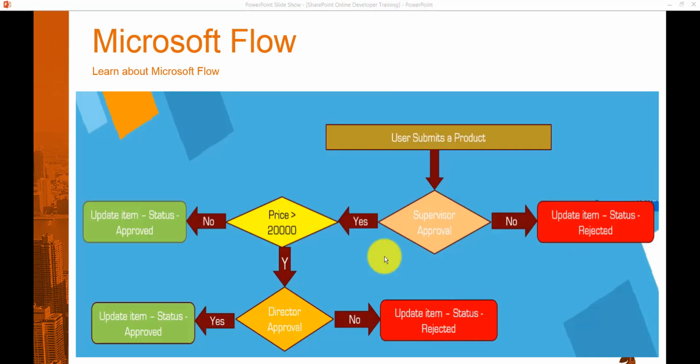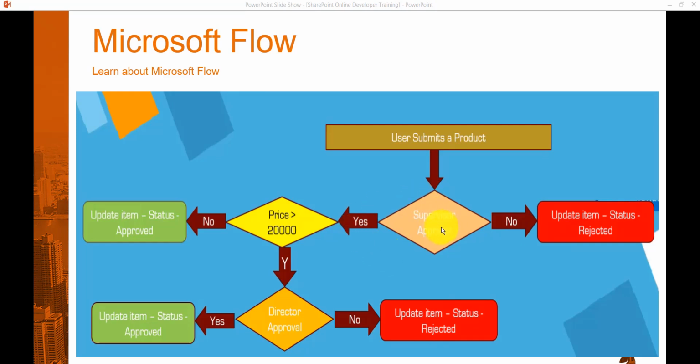Okay, so now we will see one more example on this Microsoft Flow. We will see how we can do a two-level approval. So this is the flow of that particular example. There is a product list and the user will submit a product. First it will go for supervisor approval.